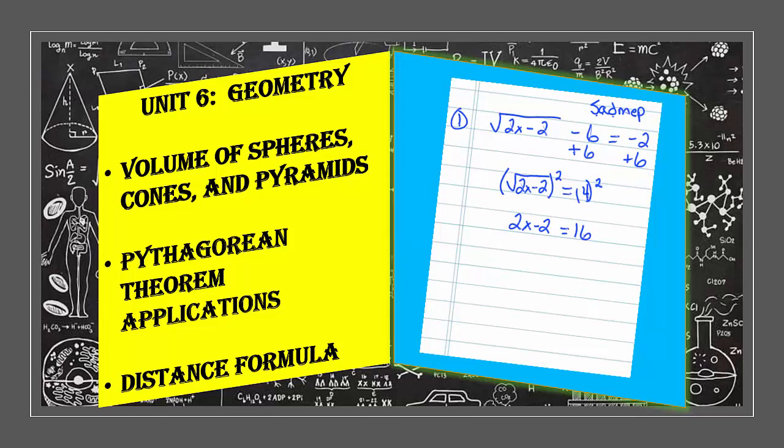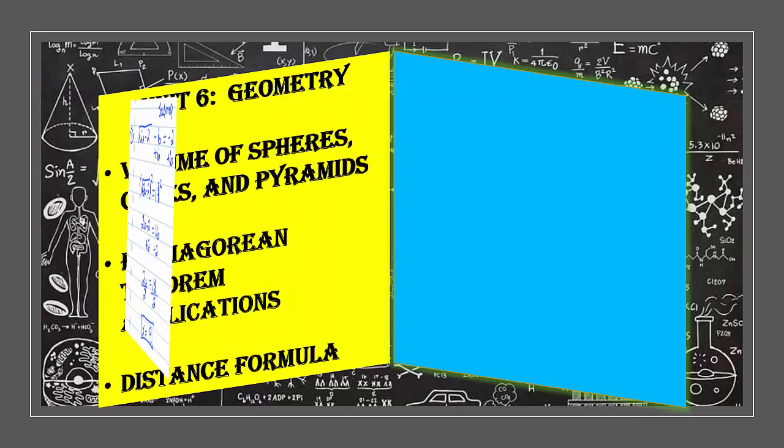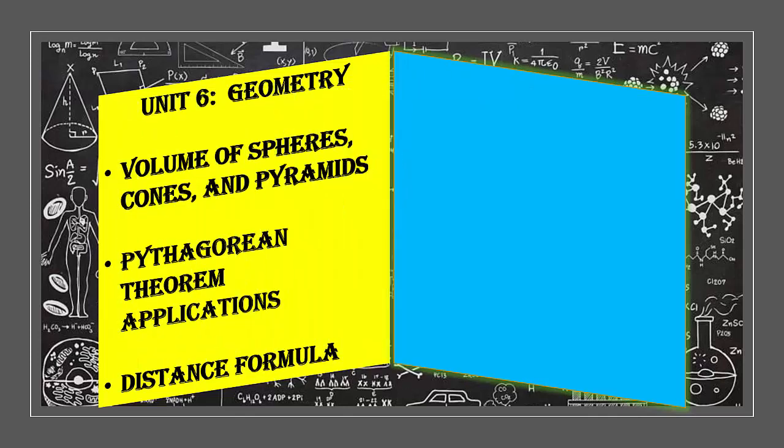At which point, we have a basic two-step equation now. We're going to add 2 to both sides. 18 is equal to 2x, and we'll divide by 2. X is equal to 9. Now remember that you can check any answer anytime you're solving equations by simply taking that value of 9 and plugging it into your original equation.